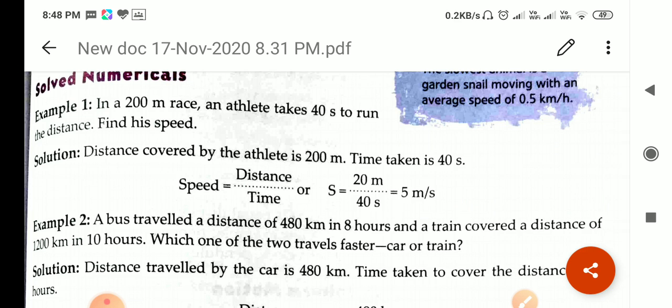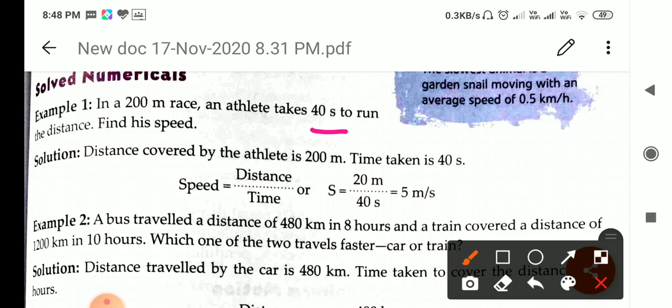The first is: in a 200-meter race, an athlete takes 40 seconds to run the distance. Find his speed. Okay, it is already given to you. Distance is equal to 200 meters, and the time is also given: 40 seconds. Then the formula is speed is equal to distance upon time. Then you have to put the value of the distance, 200 meters, and the time, 40 seconds.